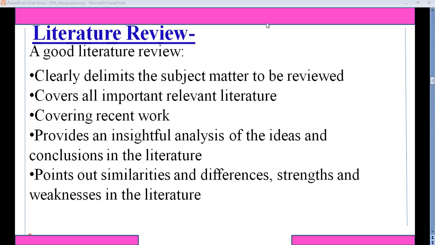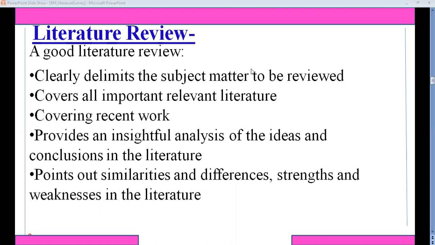So, good morning, friends. We'll continue our topic on the literature review. Now we have seen what are the questions to be asked while doing the literature survey, what data is to be observed, what data is to be written in the tabular format. Now we'll see what are the characteristics of a good literature review.